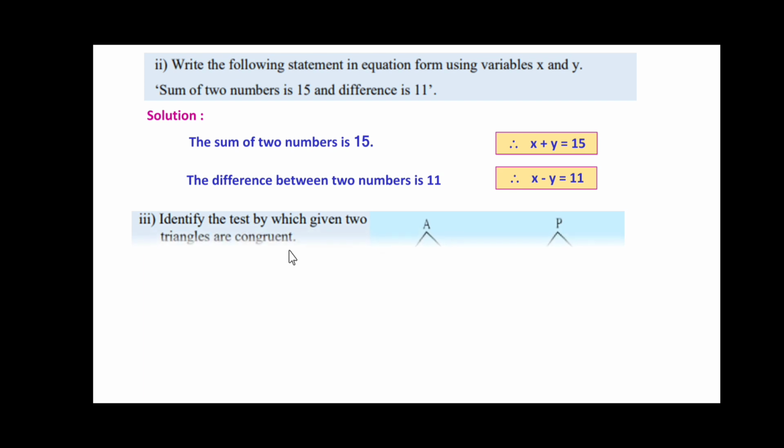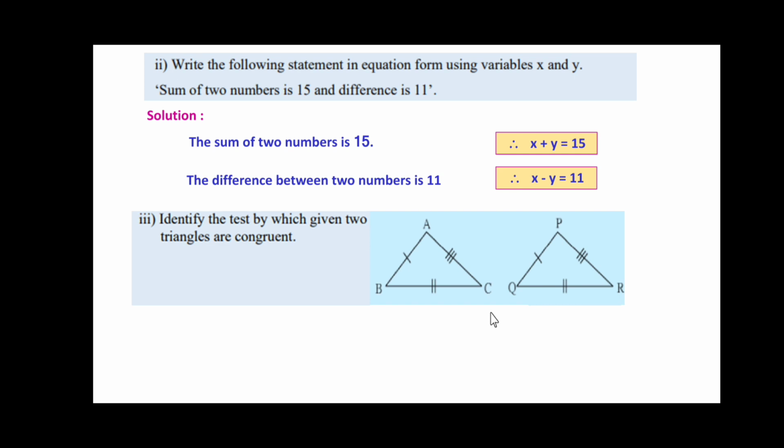Now the third one: identify the test by which the given two triangles are congruent. Here triangle ABC and triangle PQR are given. The corresponding parts of the triangles are shown with identical marks. For example, AB and PQ are shown with identical marks, which means these two sides are congruent. Similarly, BC and QR are congruent, and side AC and side PR are congruent. So the two triangles are congruent by the side test. The solution is that the given two triangles are congruent by the SSS test of congruence.